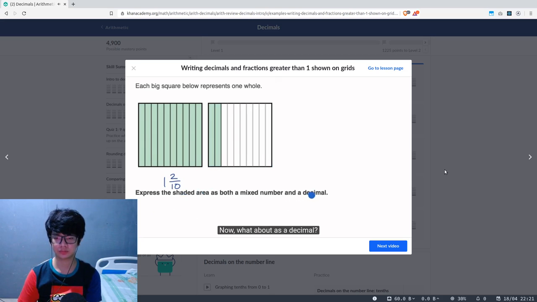Now, what about as a decimal? Well, we could just express 1 and 2/10 as a decimal. We could say, hey, that's going to be 1, and then we get to the tenths place, and then how many tenths do we have? We have 2 of them. So that's going to be 1.2.